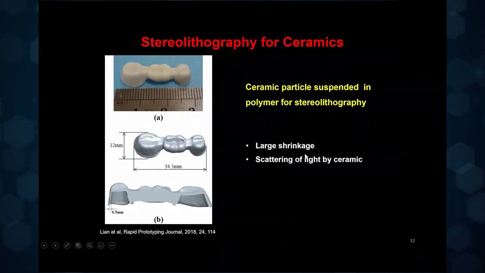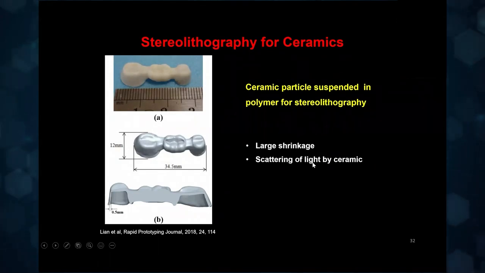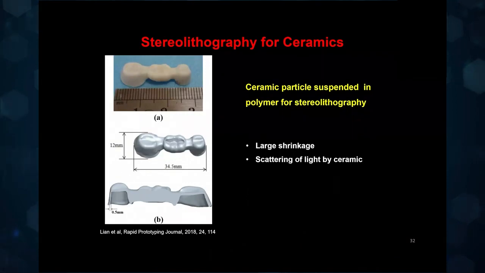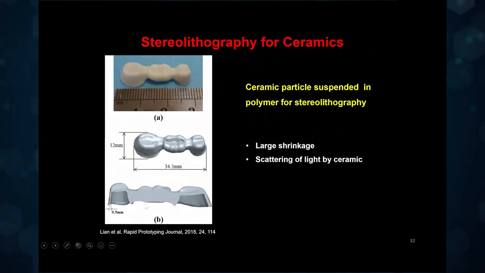And then you will get, though, very large shrinkages. And one of the major problems you will encounter is that the solution will no longer be transparent. It will have the white particles of ceramic, and therefore they will scatter the light, and sometimes the part doesn't look all that great. But nevertheless, people have tried that kind of strategy to print these, in this case, dental implants that have been prepared by stereolithography using ceramic materials.